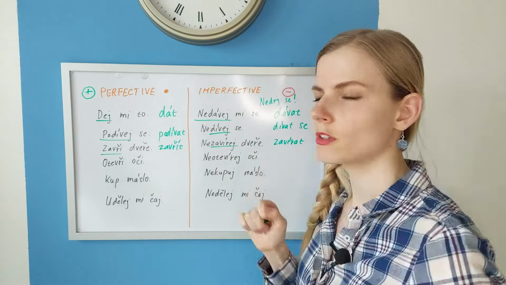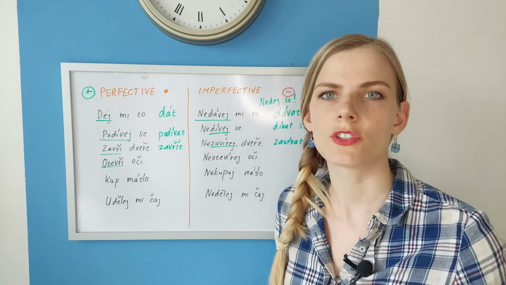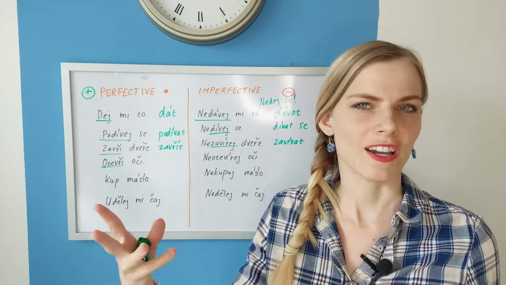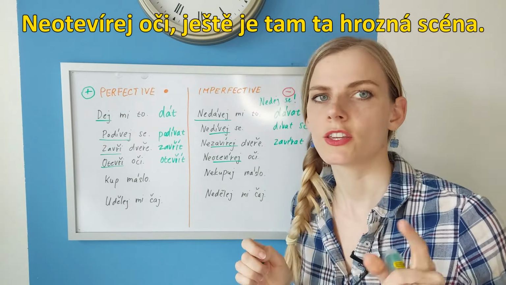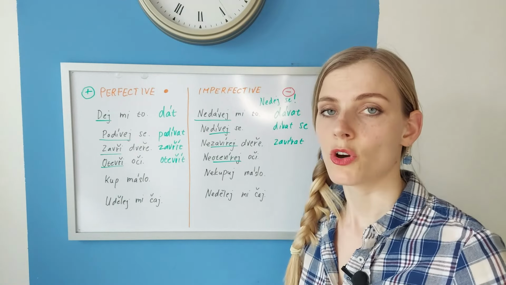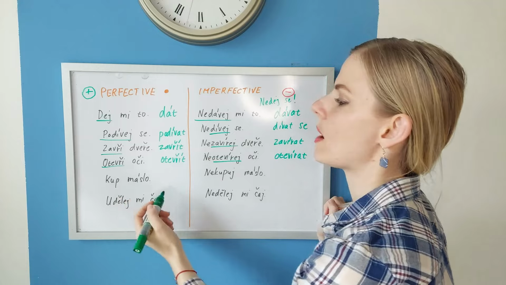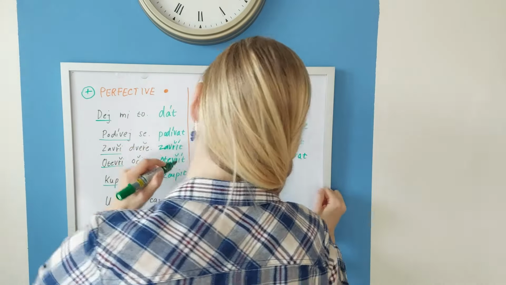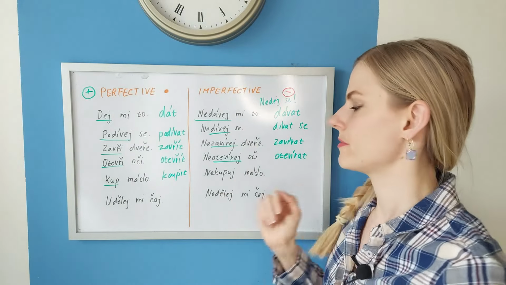Zavírat. Otevři oči. Open your eyes. Remember, we don't say otevři tvoje oči or svoje oči. Just otevři oči. Open eyes. Otevřít. Neotevírej oči. Ještě je tam ta hrozná scéna. The horrible scene is still going on. Otevírat the infinitive. Kup máslo. Buy butter. From koupit. And nekupuj máslo, máme už 3. Don't buy butter, we already have 3 of them.